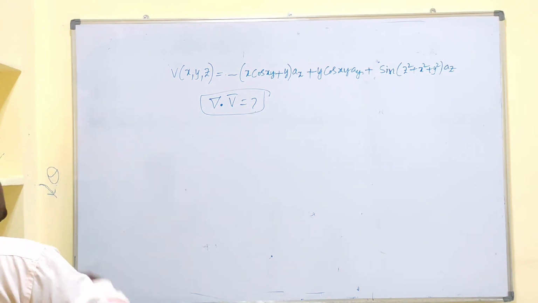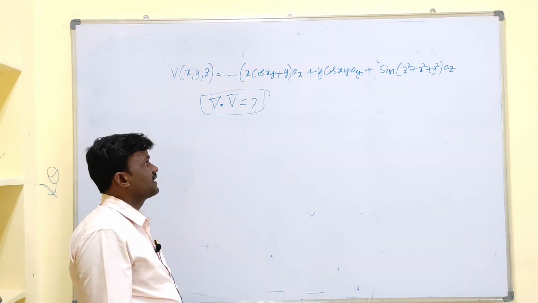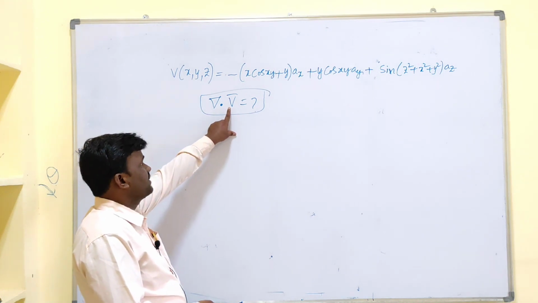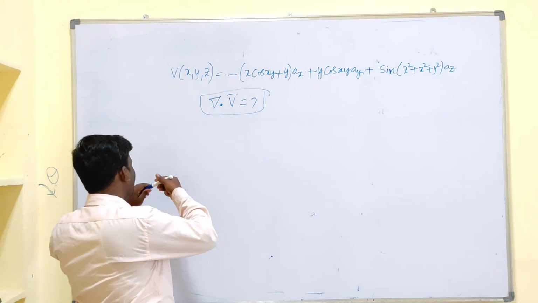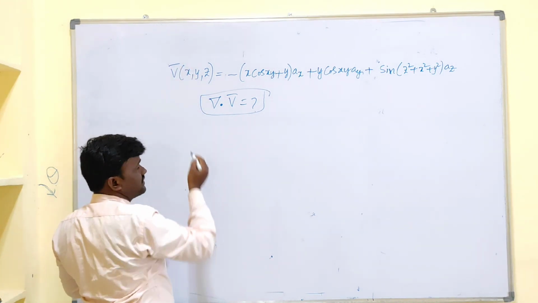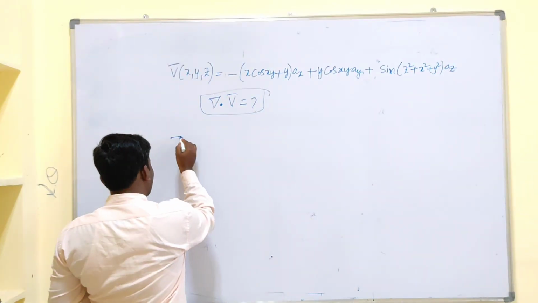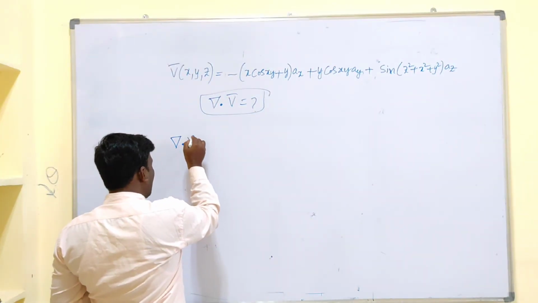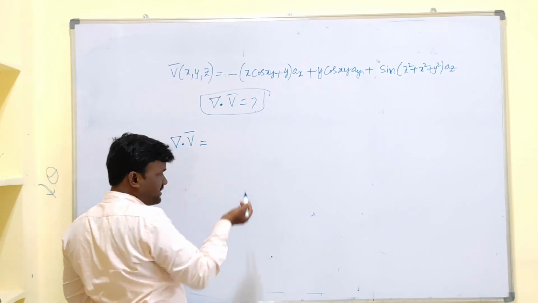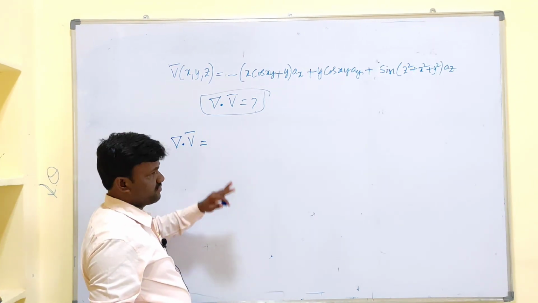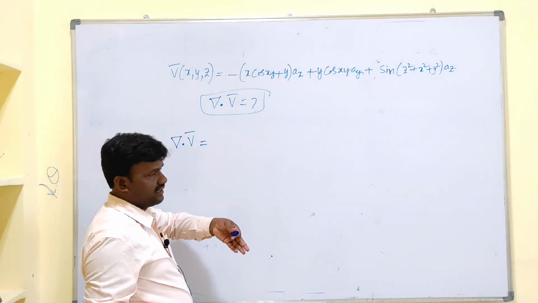It was asked in GATE 2007. They asked what? Divergence of this v. Of course, v is given as a vector like this. We know that del dot v bar. In Cartesian coordinate system, the divergence formula is very easy. For the x, for the y, for the z component.